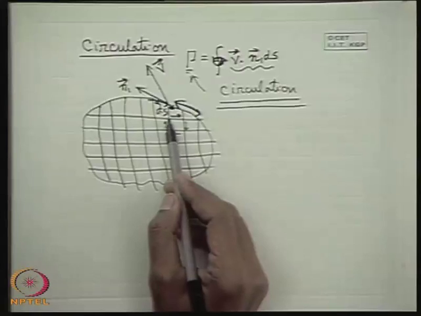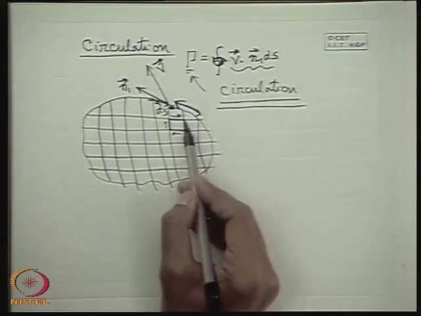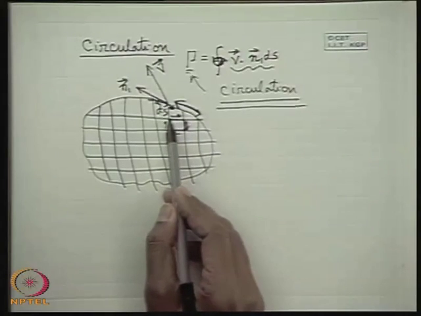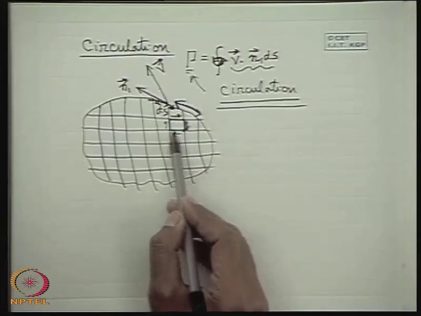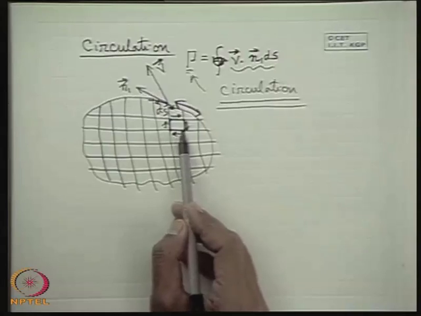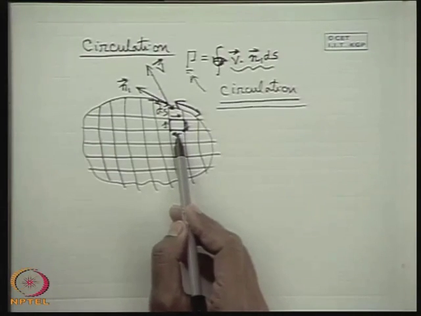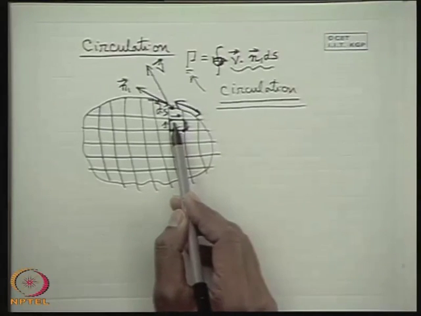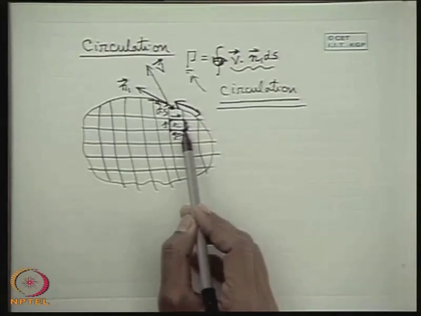Now you see, for a small circuit, the circulation will be defined as the velocity vector multiplied by this length, this velocity vector multiplied by this length, and so on for each side. Now consider the common edges. The contribution of the velocity at this edge in the circulation for this grid is in one direction, and for the adjacent grid it is in the other direction. So for all these common edges, it is like that.